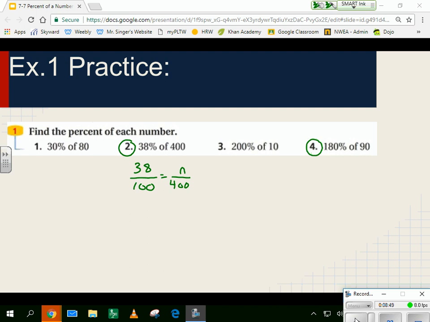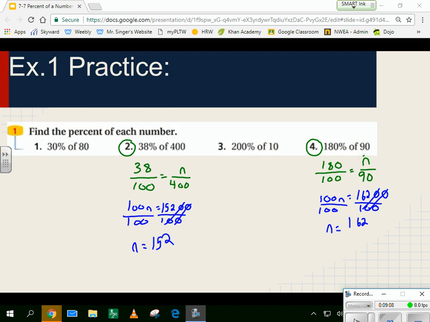And the same over here, we have 180 over 100. So remember, our number is going to be a larger number than one whole. So when we set up our proportion of n over 90, we know that our answer up here has to be larger than 90. Come back when you're done.